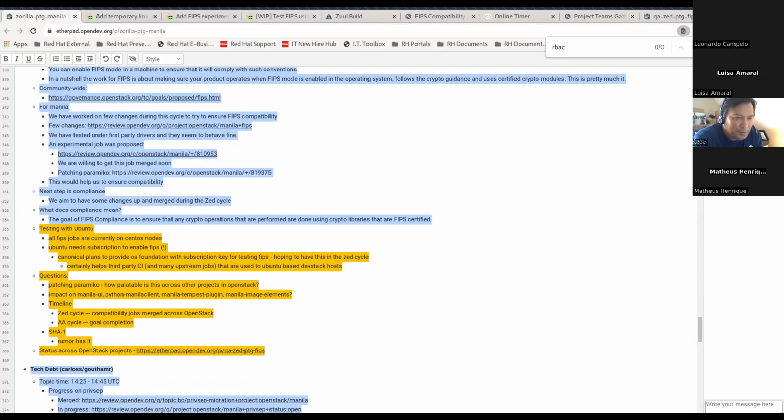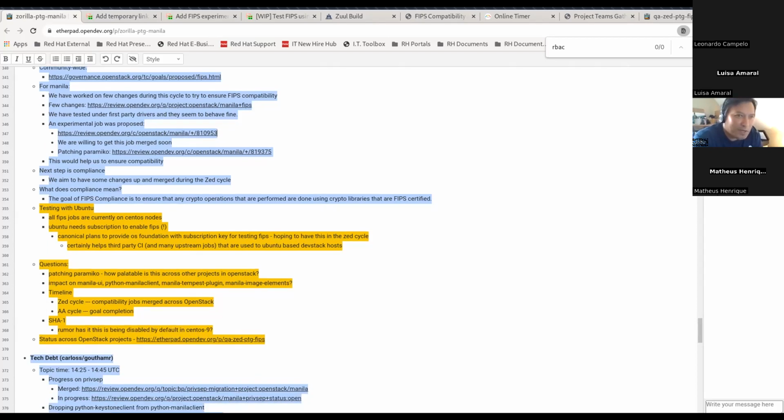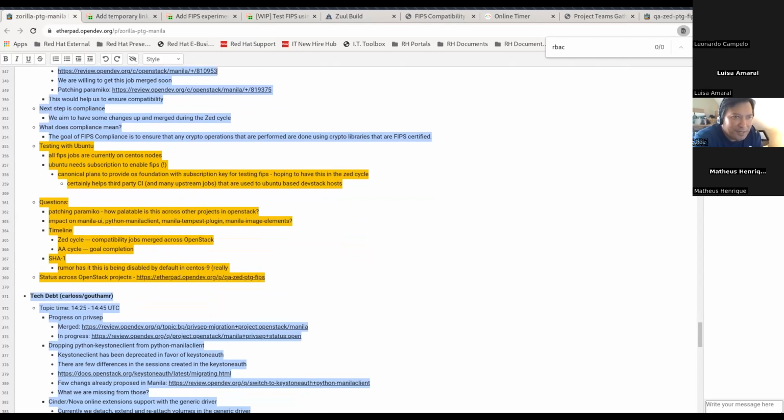So on the point of CentOS 8 versus CentOS 9, definitely the guidance there is to use CentOS 9. In fact, OOO right now is moving to pretty much all. Well, they're going to do a mixed mode kind of thing, but in general, we're testing FIPS. OOO is going to be testing FIPS by default on CentOS 9 and above.